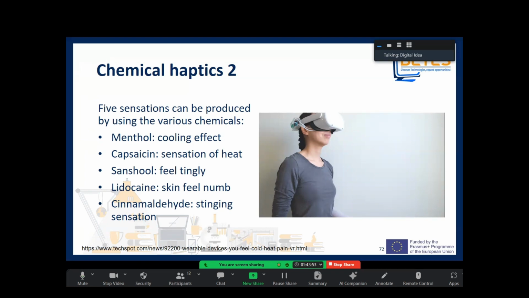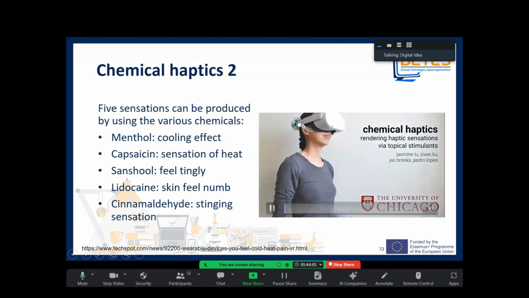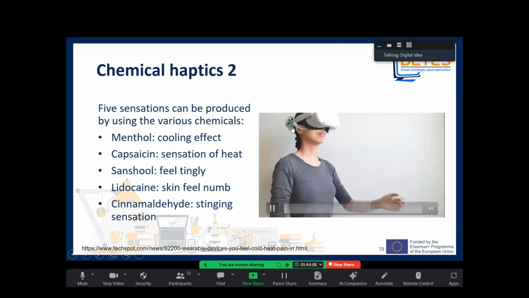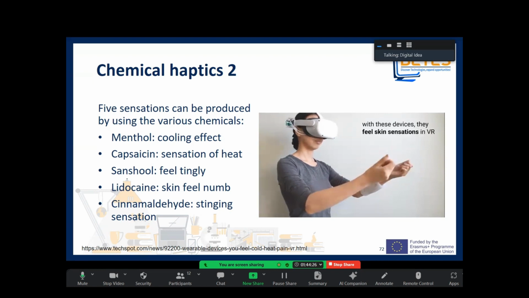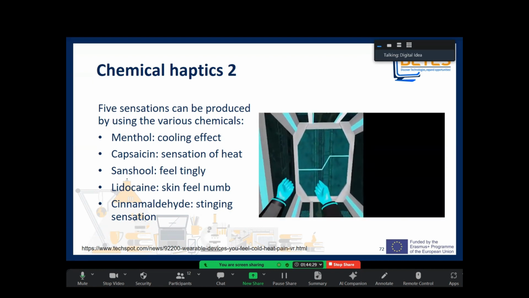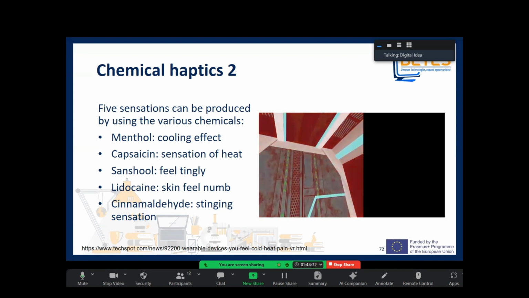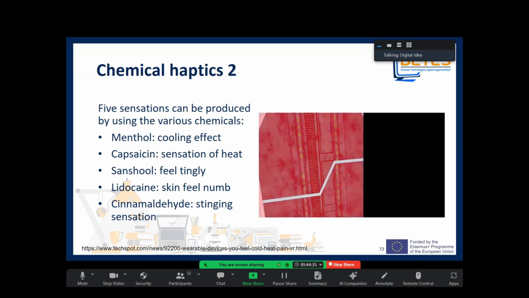Yes, of course. But if you see in this video, sorry, if you see in this helmet, here are the chemicals, and the user wears the device on the arm, on the cheeks. There are some chemicals on the head and some on the hand. When you enter the room, you have to feel scared.